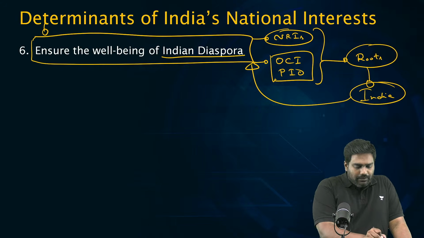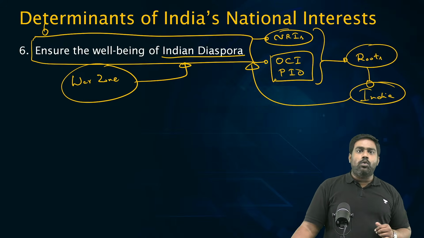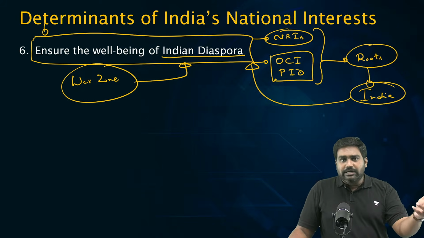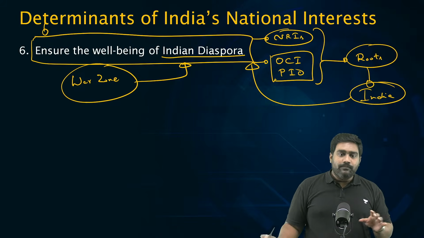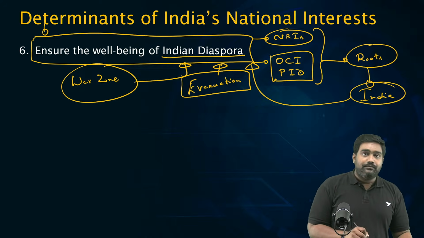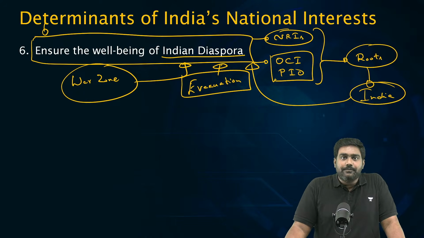Now, let's say, for example, the Indian community gets trapped in a war zone. A war breaks out and Indians are trapped in the war zone. Or a civil war has broken out, riots are taking place in a country, and thousands of Indians are stuck in the conflict zone. So, rescuing them and evacuating them, bringing them to safety, if required, bringing them back to India, is a duty of the Indian government.